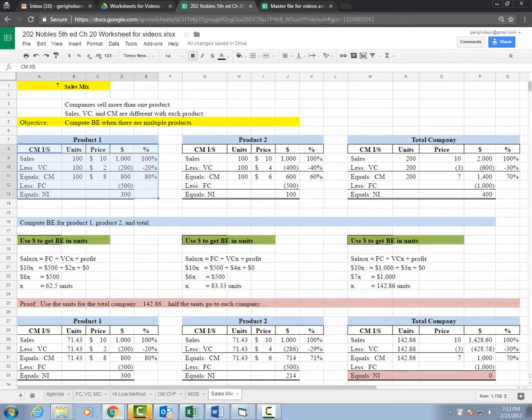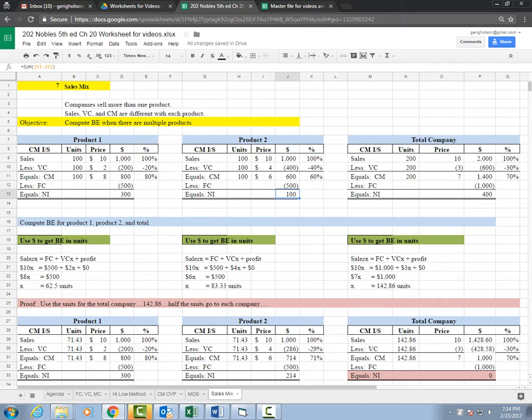So I chose product 1, 100 units. We sell it for $10 a piece. Variable cost is 2, contribution margin is 8, and fixed costs are 500, so net income is 300. Product 2, 100 units. We sell it for 10. The variable cost is 4, contribution margin is 6 per unit, $500 of fixed cost, and $100 is our net income.